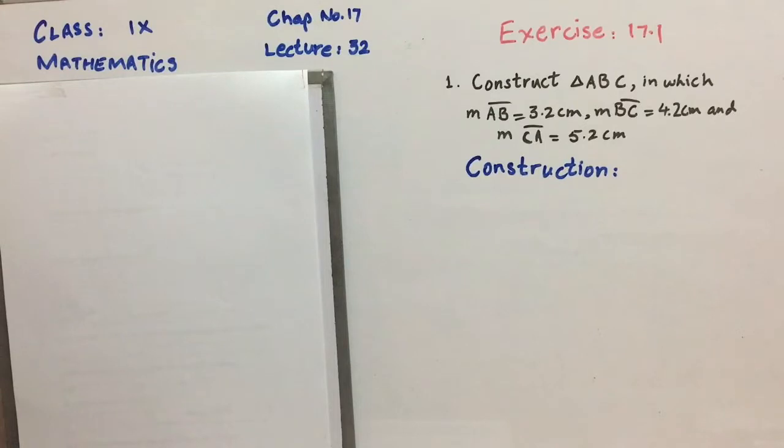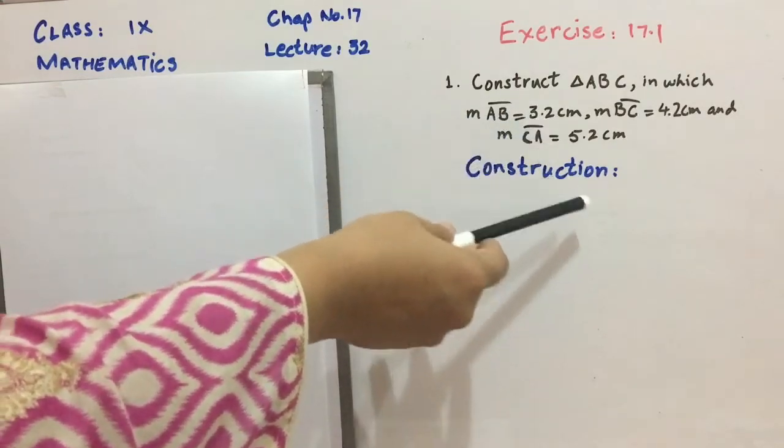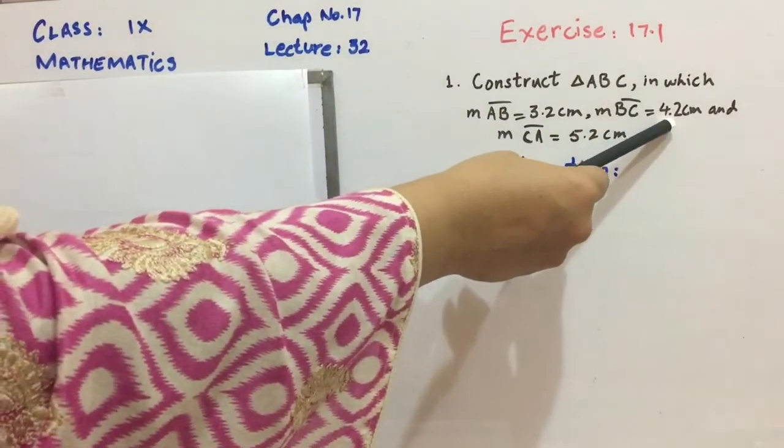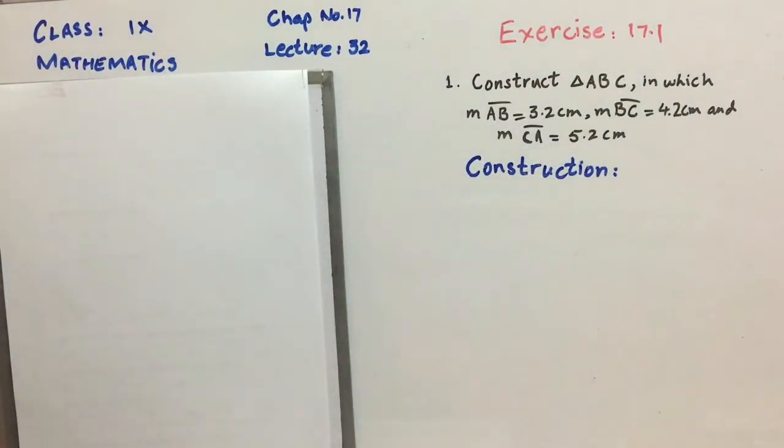In exercise number 17.1 we shall learn to construct different triangles. First of all, we are going to construct a triangle whose lengths of three sides are given. You can see measurement AB is equal to 3.2 centimeters, measurement BC is equal to 4.2 centimeters, and measurement CA is equal to 5.2 centimeters. So let's start our work.